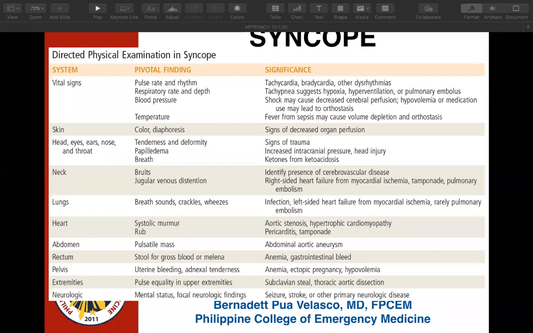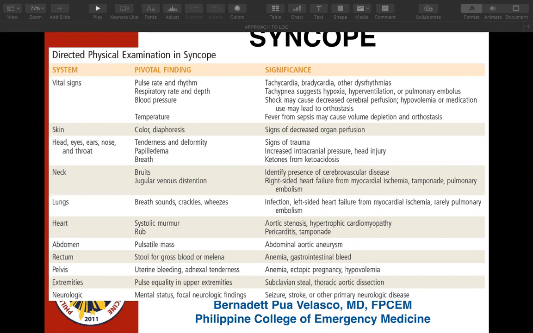Now you also need to check for the head, eyes, ears, nose, and throat. You check for tenderness and deformity to rule out any signs of trauma. You check for papilledema, increased intracranial pressure, or any head injury. You also need to check for the breath of the patient. Probably the patient is having ketoacidosis.